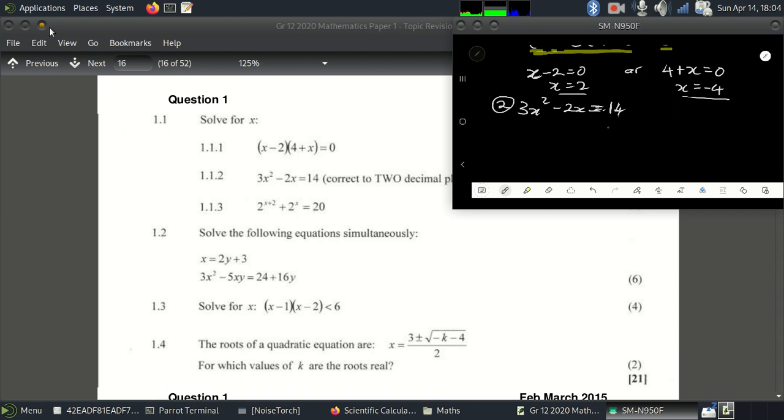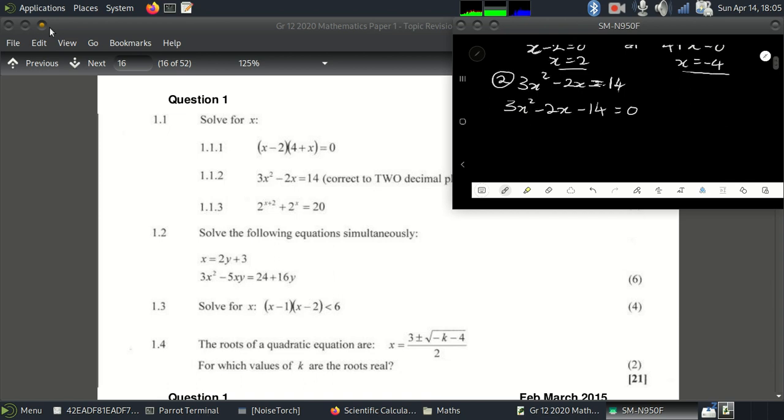So this 14 that we have here, we have to take it to the other side, giving us 3x squared minus 2x, and this is positive 14. When it gets to the other side, it becomes minus 14, and that leaves us 0 on the other side. Once we have this, you can try to factorize this, of course. However, it is best we apply the quadratic formula. They actually give us a clue that we're supposed to correct this to 2 decimal places, and there ain't no way that we can essentially try to factorize that.